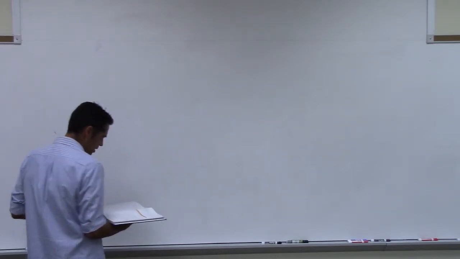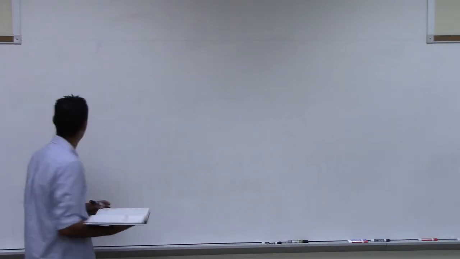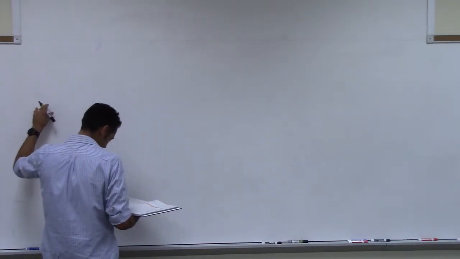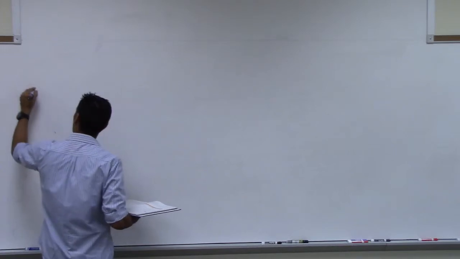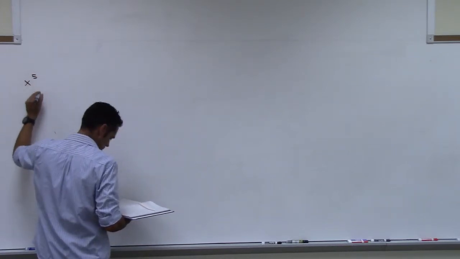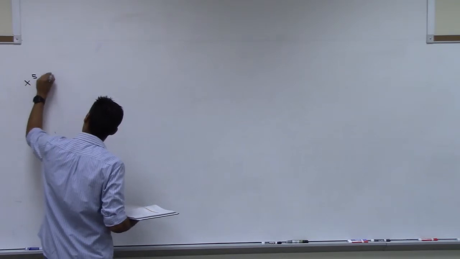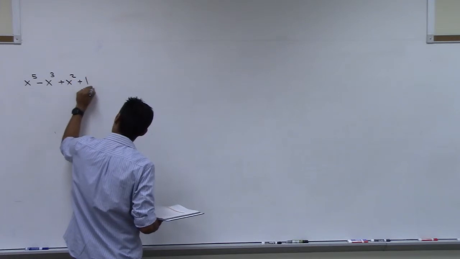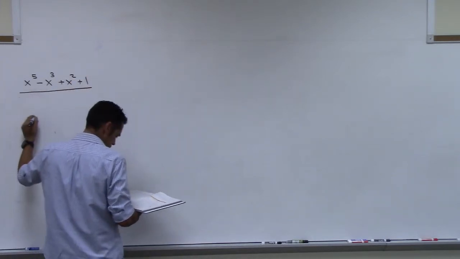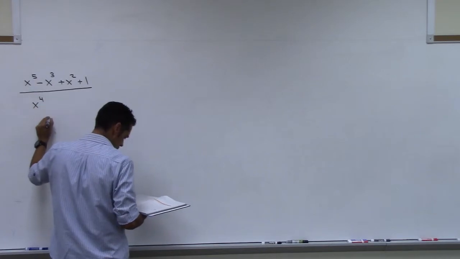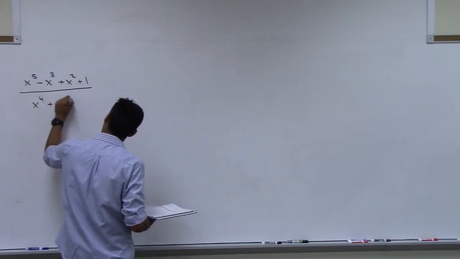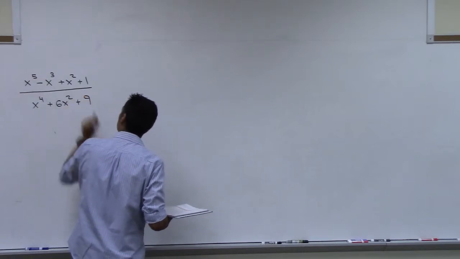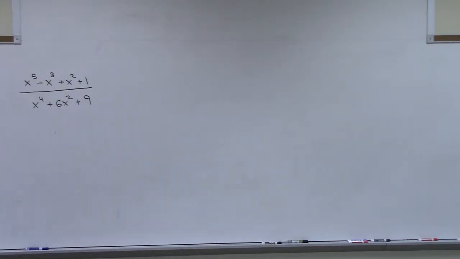We'll go real big. We'll go with the very last even problem that they have in this section. Here we go. x to the 5th minus x cubed plus x squared plus 1 over x to the 4th plus 6x squared plus 9. Use partial fraction decomposition to rewrite this.